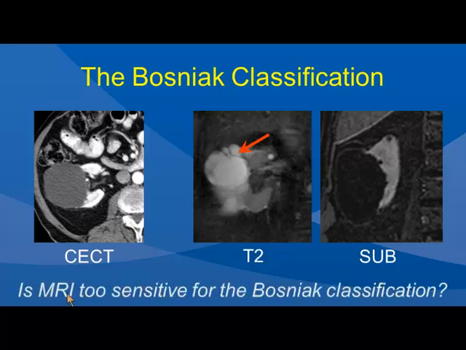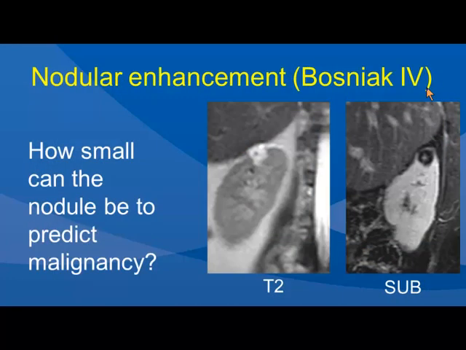But it's possible that actually the MRI technique is too sensitive for the Bosniak classification. So we have to really base decisions on the presence of enhancement, not on the number of septae. On the other hand, we also need to know how sensitive and how specific MR is for neoplasm. We don't have really good data on that. We do know, though, that when we have clear nodularity on MR, even when it's small, you can be confident that this is going to be a neoplasm.